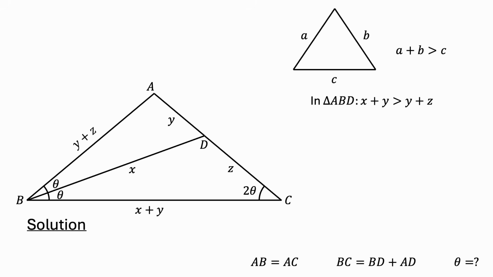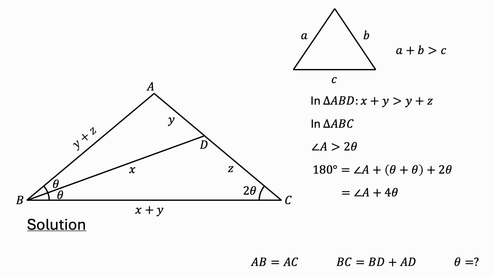In any triangle, the larger side is opposite the larger angle, and so, in triangle ABC, angle A is greater than 2 theta. Using the angle sum property, we have 180 degrees equals angle A plus theta plus 2 theta, which equals angle A plus 4 theta. Because angle A is greater than 2 theta, it follows that 6 theta is less than 180 degrees.